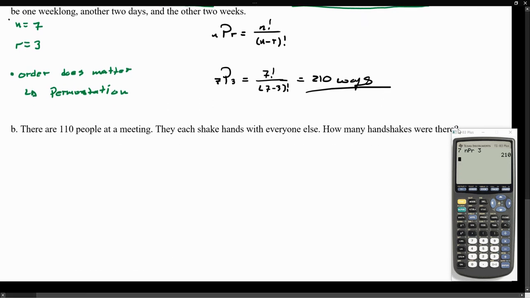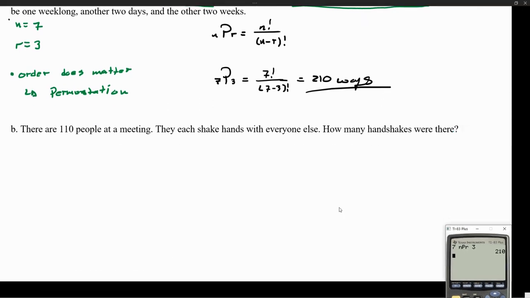Now let's take a look at B. Under B, it says there are 110 people at a meeting. They each shake hands with everyone. How many handshakes were there? Well, the first thing that we want to do is, again, define what is n and what is r. There are 110 people at a meeting, so therefore my value of n is 110.